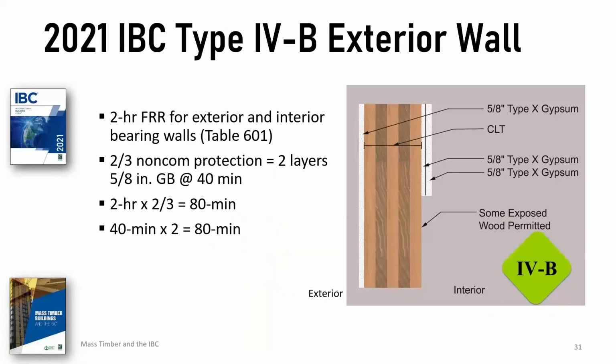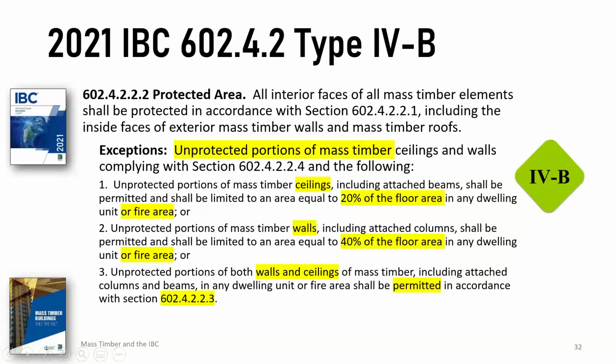Just looking again quickly here now at a type 4B wall section. The difference here between type 4B and 4A is this: you can have some exposed mass timber, and 4B is never required to be 3-hour rated. It's always 2 hours. So you have 2/3 of that is 80 minutes, which is 2 layers of 5/8 inch type X. These are supposed to be equally thick layers. The diagram doesn't make it look that way. But once again, 2/3 for 2 hours is 80 minutes. So a little calculation here shows you how you can get the 80 minutes. Always the 1 layer on the exterior or the 40 minutes.